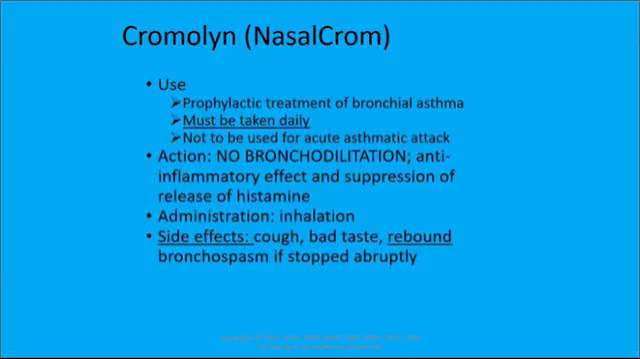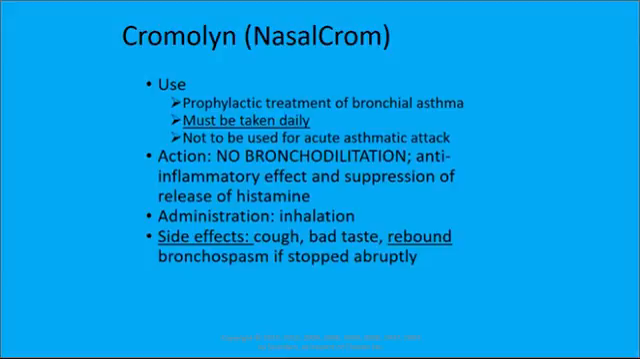It is used in an inhaler. It can cause a cough, a bad taste, rebound bronchospasms if stopped abruptly. That's why you want to tell them to use it every day. That's why with all their problems, it's not really used that often. Side effects: throat irritation, cough, mouth dryness, chest tightness, wheezing, sometimes a reversible dermatitis, which is an inflammation or rash on the skin. Gastroenteritis, multiple side effects, so it's not a favored drug, not one that you will see used that often anymore.